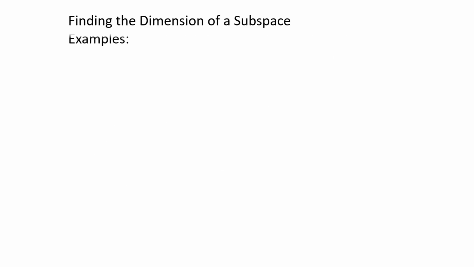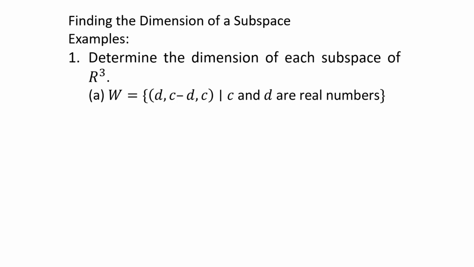Let us have some examples in finding the dimension of a subspace. So first, we determine the dimension of each subspace of R3. First, given, we have W, the subspace W containing the vectors D, C minus D, C, where C and D are real numbers.